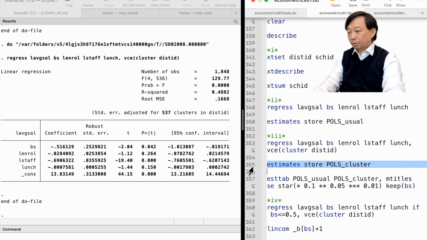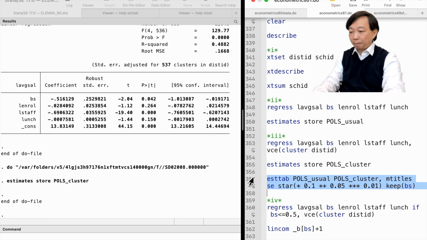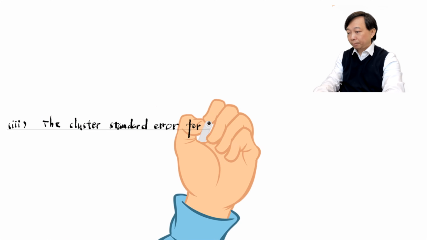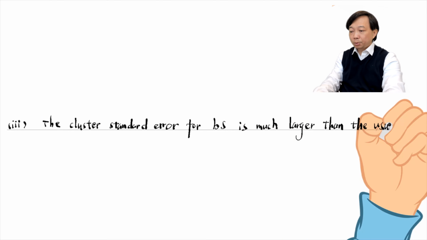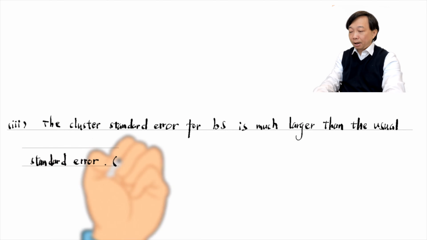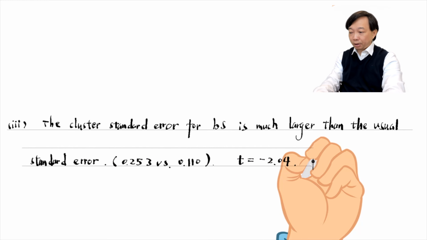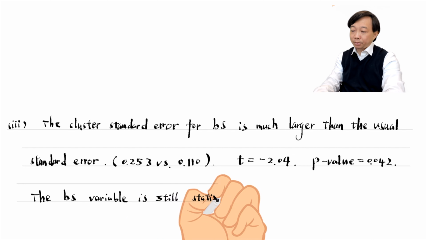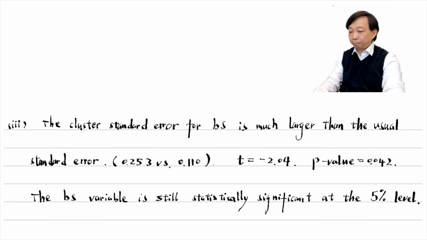We can always store the results and compare them in a table with the esttab command. The cluster standard error for the BS variable is much larger than the usual standard error. It leads to a small t-statistic and less statistical significance. But the BS variable is still significant at the 5% level.